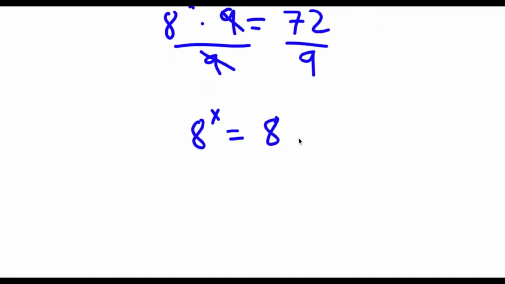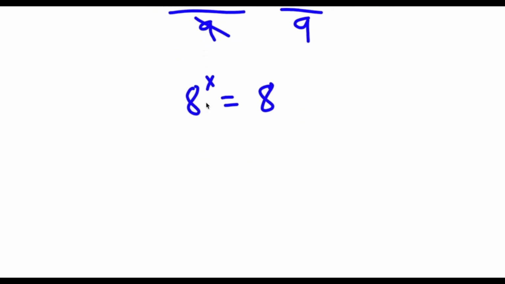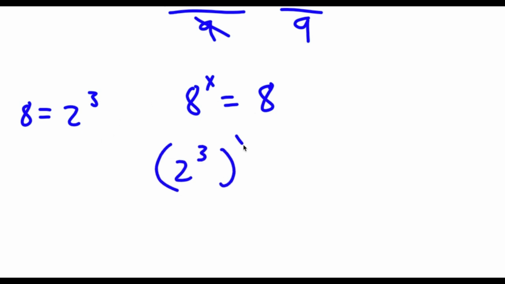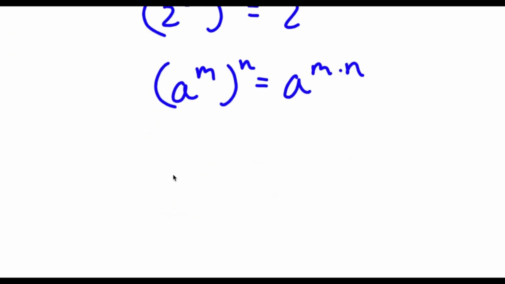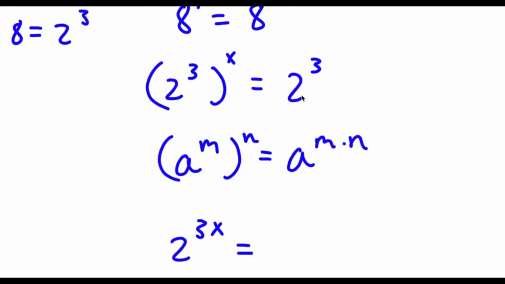Now, 8 here is the same thing as 2 to the power of 3. So if I replace 8 with 2 to the power of 3, I get 2 to the power of 3 to the power of x is equal to 2 to the power of 3. Now, if I have something in the form a to the power of m to the power of n, this is equal to a to the power of m times n. So 2 to the power of 3 to the power of x is going to equal 2 to the power of 3 times x, which is simply 2 to the power of 3x, which is equal to 2 to the power of 3.